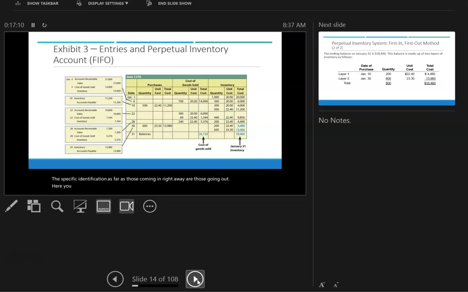Here you see on January 4th, we would show accounts receivable of $21,000 and credit our sales, and we would also take the cost of goods, $14,000, and reduce our inventory by $14,000, because those items were purchased at $20 apiece. Here on January 10th, when we purchased inventory, we debit $11,200 because it was 500 units at $22.40, and we credit our payable.